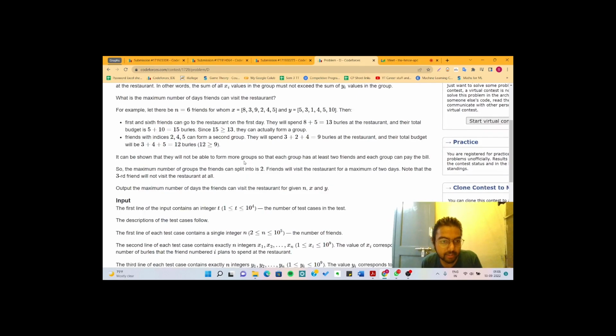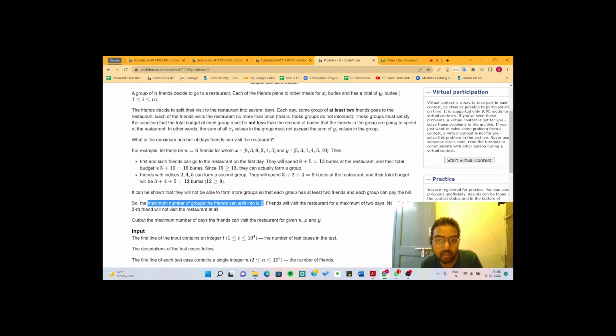Basically that's the problem statement, and we have to maximize the number of groups that can go. One more thing is that the groups they go in do not intersect, so they are distinct groups. So let's understand it once. The first thing is we have to maximize the groups. So how do we maximize the groups? The first thing they have told is at least two should go, right? At least two should go.